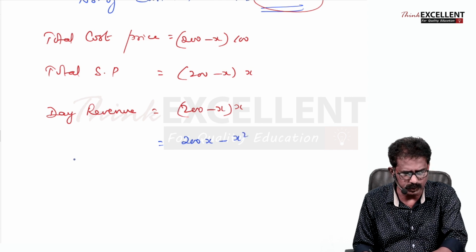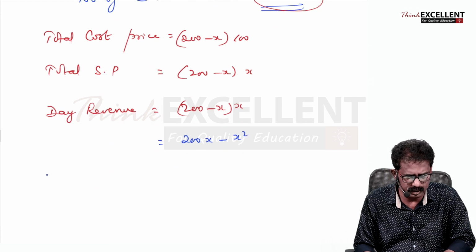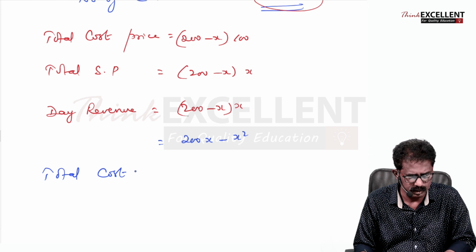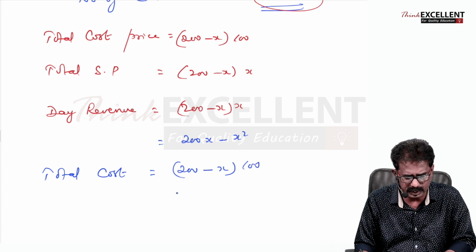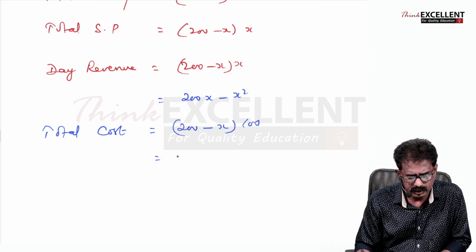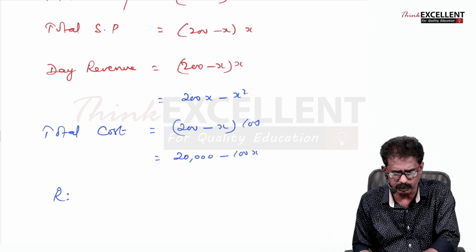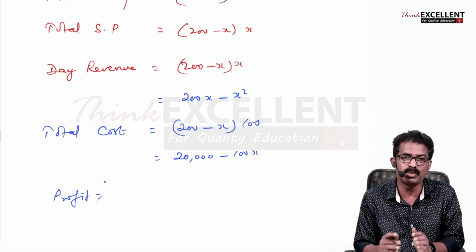So day revenue. Next they asked total cost. Total cost we already got. Anyway, write it again. Total cost is equal to 200 minus x into 100. If you want, you can multiply by 100, so you can expand it. 20,000 minus 100x, right? Then finally they asked to find the profit also. That is the only thing you need here.